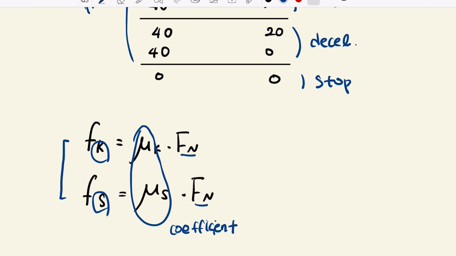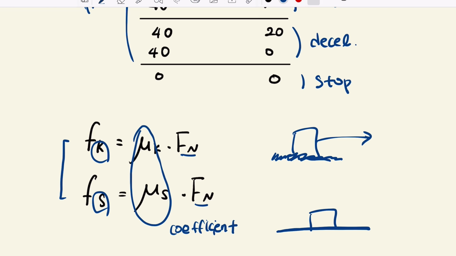So to understand the coefficient, we need to understand the concept of roughness and how it relates to friction. So let me ask you a question. Is it harder to pull a box on asphalt where it's very rough and bumpy, or is it easier to pull a box on an ice rink where the friction is basically low?